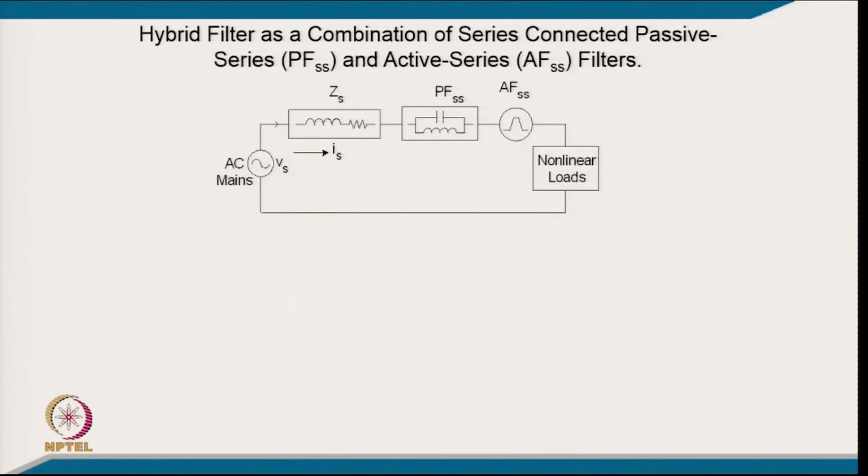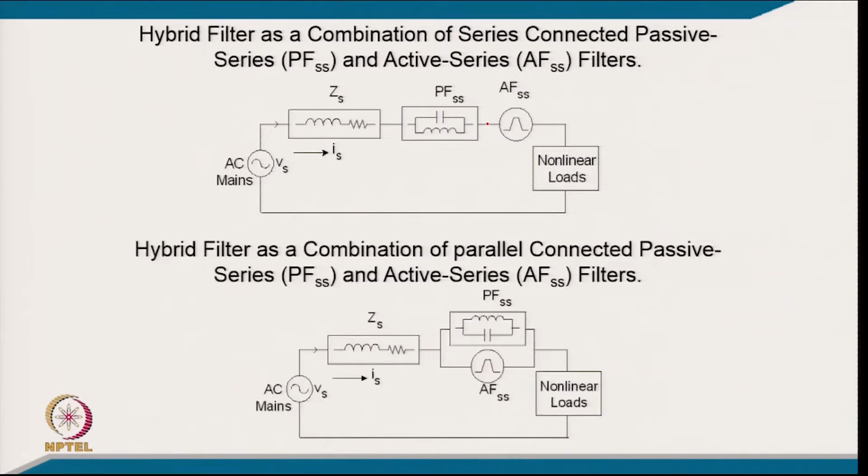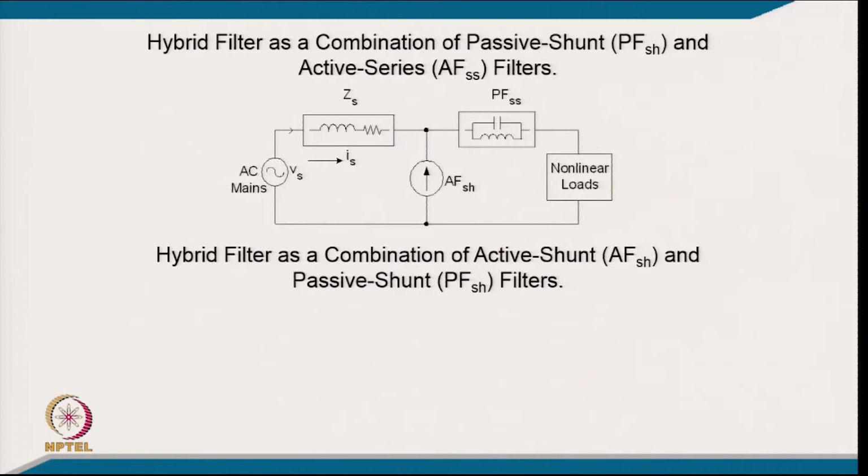Of course, they are used for reducing the rating. Or you can use a passive series filter along with an active series filter to avoid the drawback of the passive series filter. Hardly, you can have a 3 to 4%, 5% active series filter, so that the major burden goes to the passive filter. Or you can have an active filter in parallel to the passive filter that takes care of the control, making the passive filter more effective.